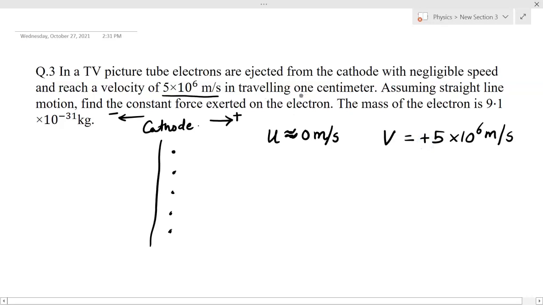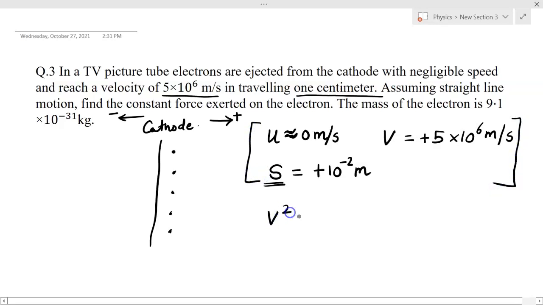Now the distance traveled is 1 centimeter. So the distance is s. Since it is a straight line motion, I am writing it as plus 10 to the power minus 2 meter, and considering it as a displacement. Now we have to find the constant force exerted on the electron. Let's first find out the acceleration of the electron. From this given information, how will you find out the acceleration?